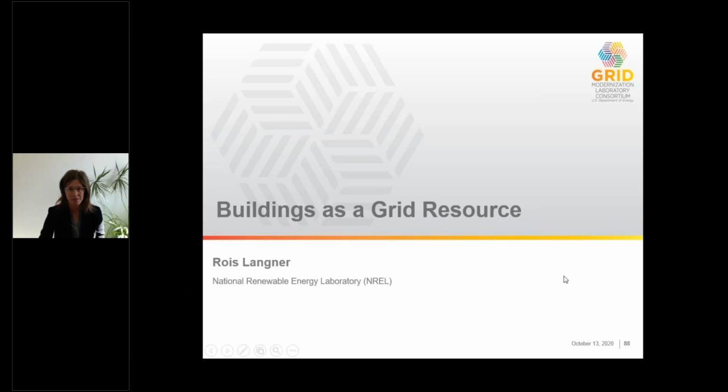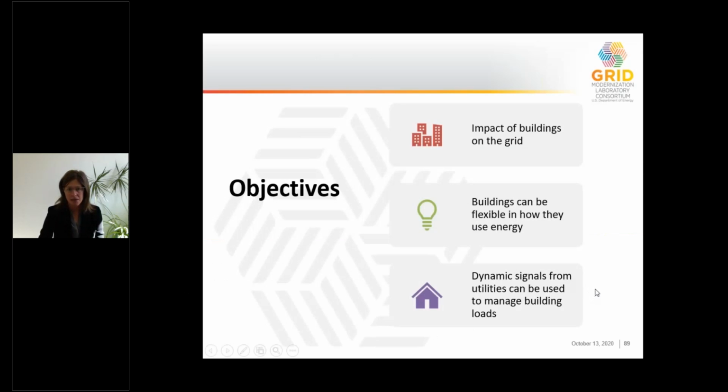Next slide. A few objectives for today's call. So we'll be looking at what are the impacts of buildings on the grid today. How can buildings be flexible in how they use energy? And what are some more dynamic signals from the utilities that can be used to help better manage buildings' loads? Next slide.